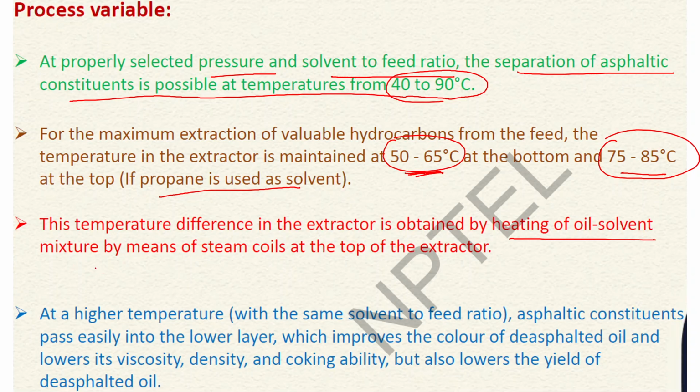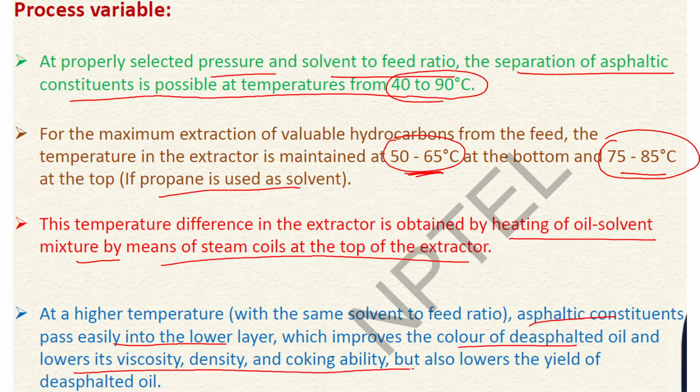This temperature difference in the extractor is obtained by heating of the oil solvent mixture by means of steam coils at the top of the extractor. At high temperature with the same solvent to feed ratio, asphaltic constituents pass easily into the lower layer. So what happens at the high temperature, the asphaltic content easily settles down. Thus, it improves the color of the deasphalted oil and lowers its viscosity, density, and coking ability, but also lowers the yield of deasphalted oil. Okay.